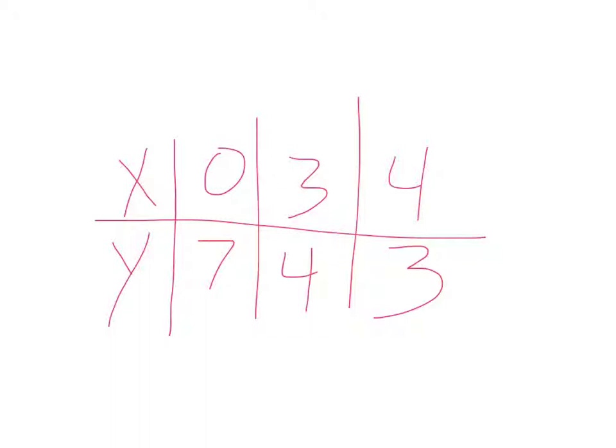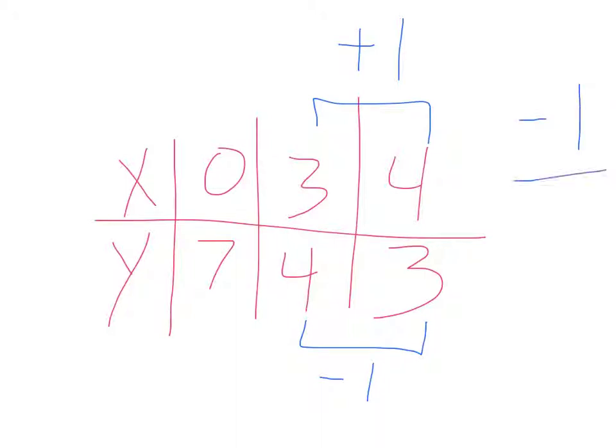So I know that the slope between (0, 7) and (3, 4) is negative 1 over 1. But now I need to check the slope between (3, 4) and (4, 3). That slope should be negative 1 over 1 if all 3 points are on the same line. Looking from 4 to 3 on my y values, I'm going down 1. And from 3 to 4 on my x values, I'm going up 1. So again, my slope, change in y over change in x, in this case is negative 1 over positive 1.